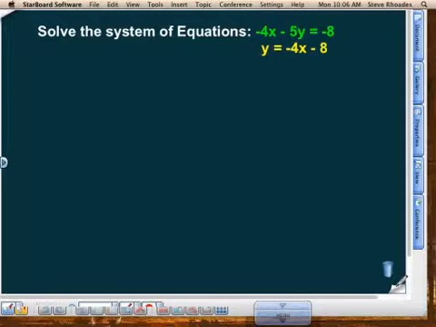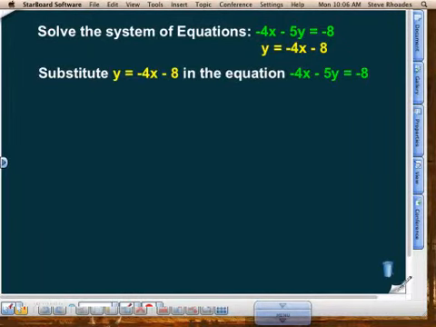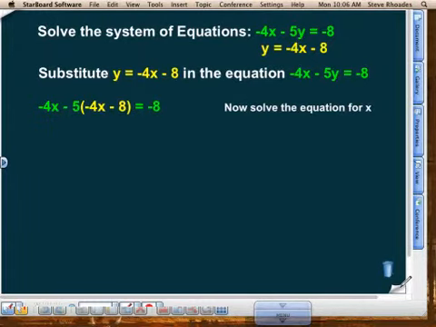Negative 4x minus 5y equals negative 8. Again, we know that we're going to use substitution because of this equation right here. If y equals negative 4x minus 8, I can take this and put it in place of y. Okay, and that's what I've done here. Notice we've got 5 times y, and now I've just put negative 4x minus 8 in place.